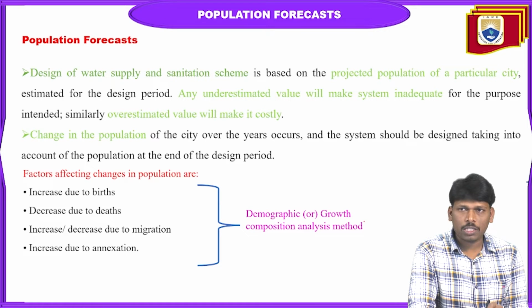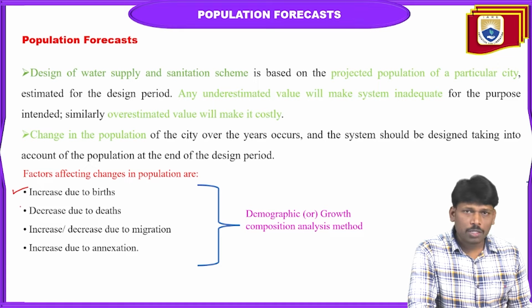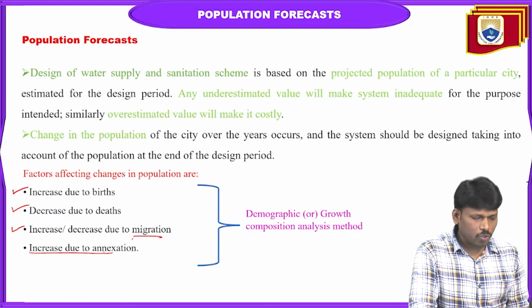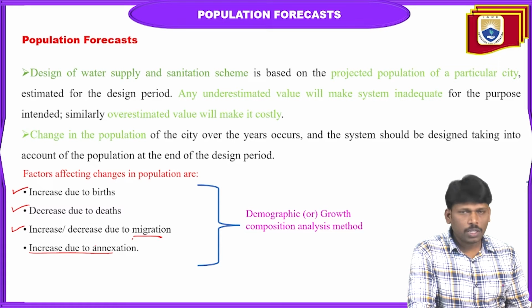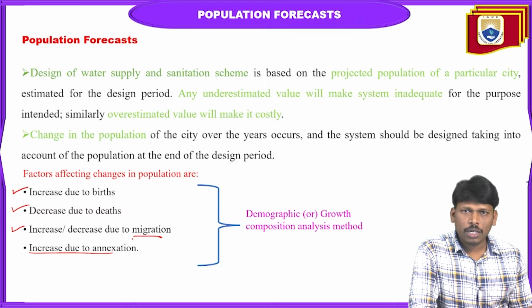This method is also called the growth composition analysis method. In this method, in order to estimate the population forecast for the design period, we are supposed to consider the population increase due to births, the population decrease due to deaths, the increase or decrease due to migration, and the increase or decrease due to annexation. Actually, it is very difficult to collect this data.